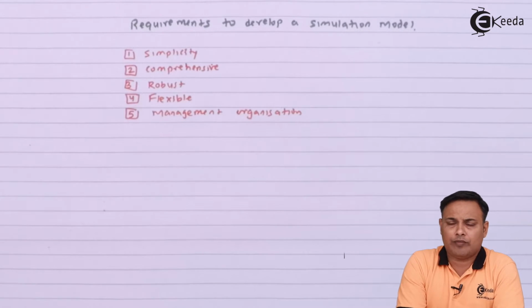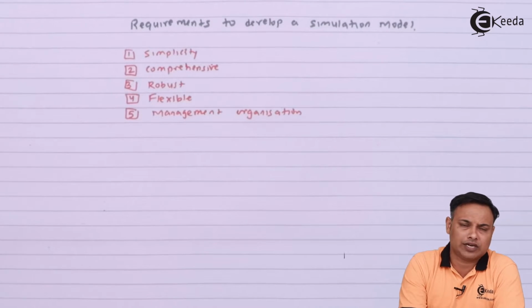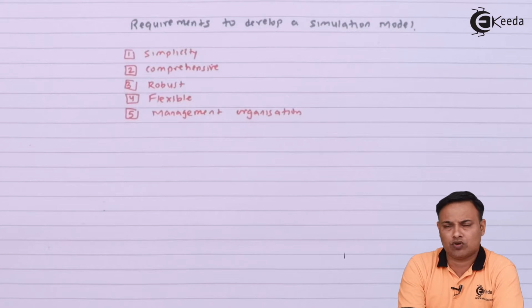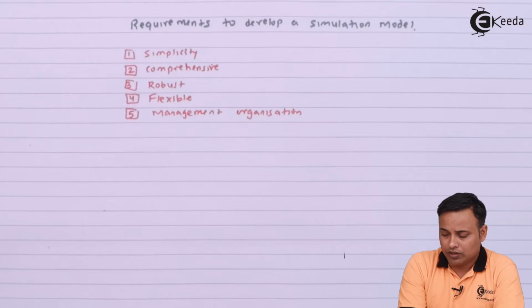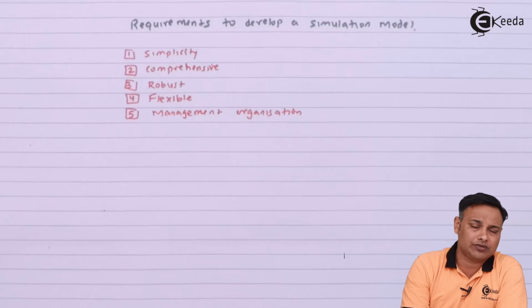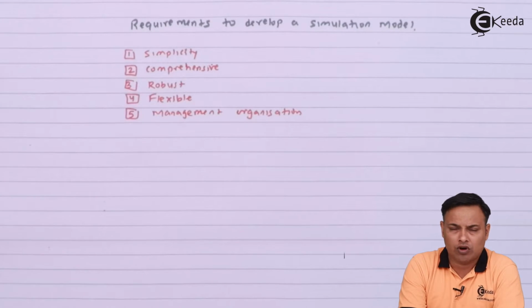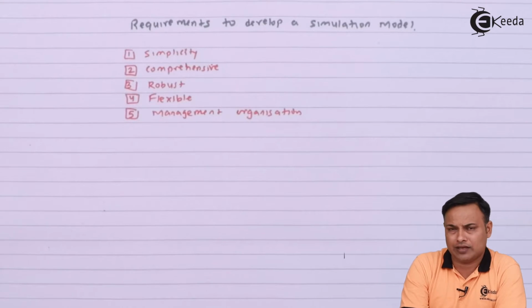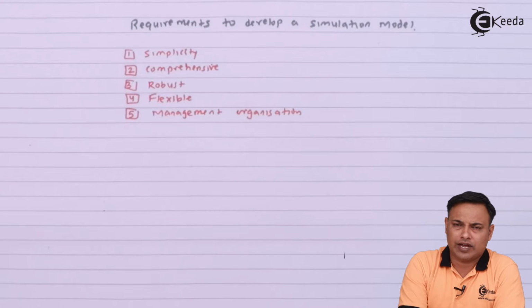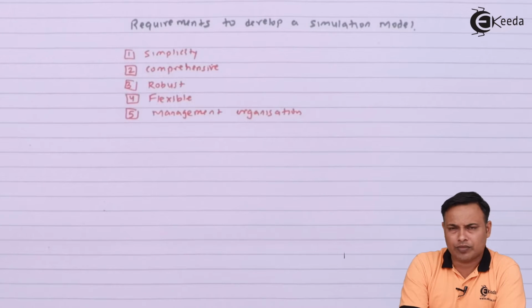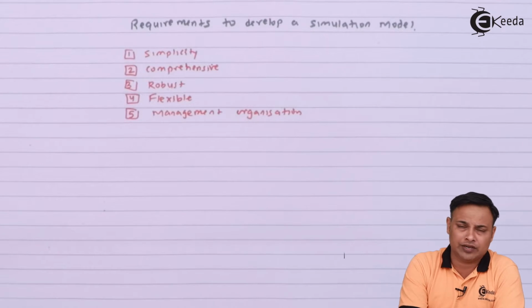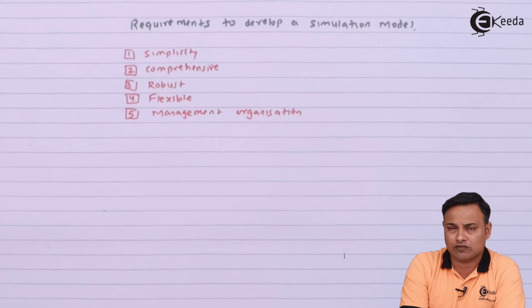So what can be the requirements to develop a good simulation model? First and foremost, it should be very simple: simple to understand, simple to operate, simple to understand even for a layman. The second big feature of a good simulation model is that it should be comprehensive. What do you mean by comprehensive? It should cover all the situations and all the possible conditions. By comprehensive, I mean it should be complete in all terms. Nothing should be left out of the data.